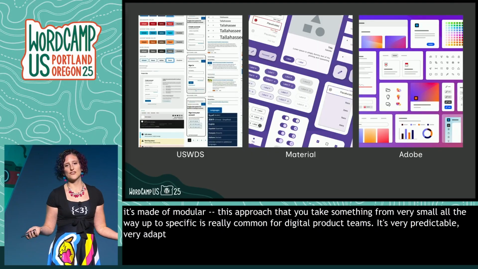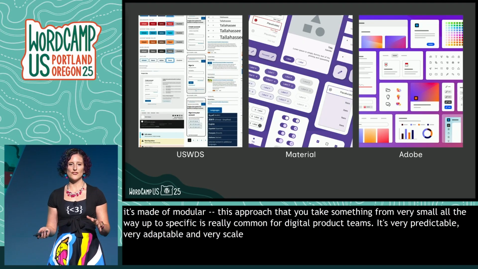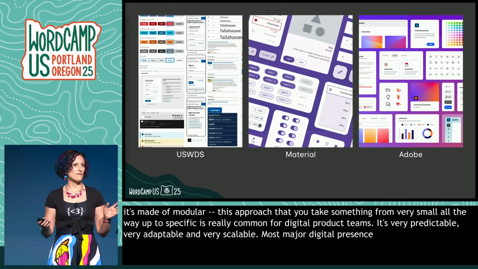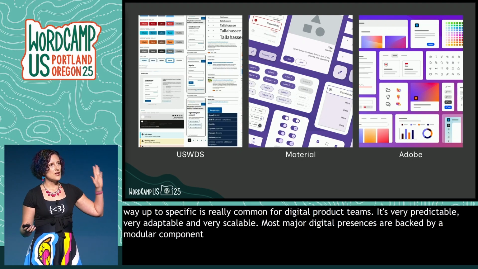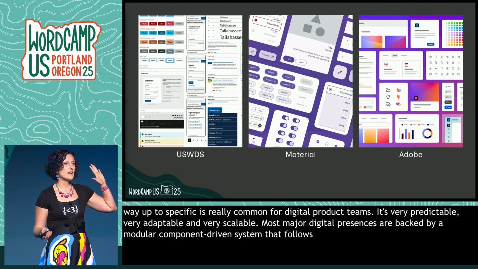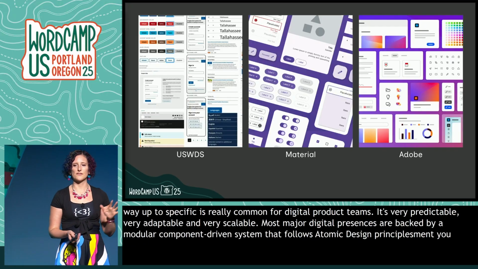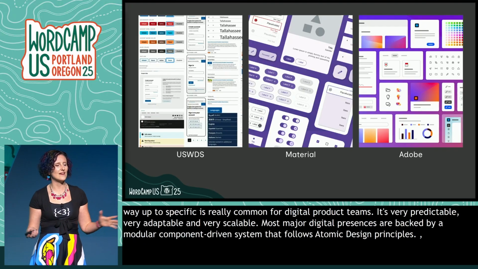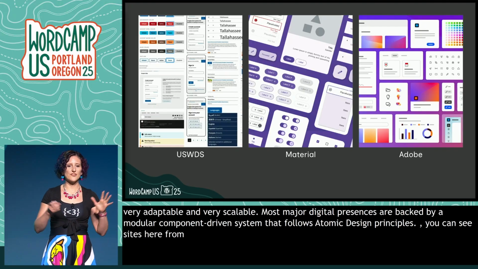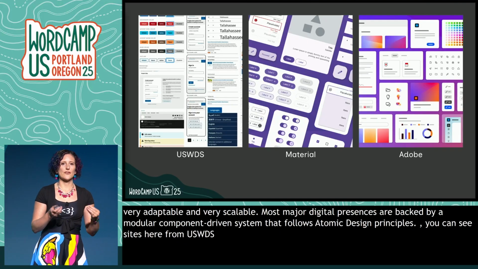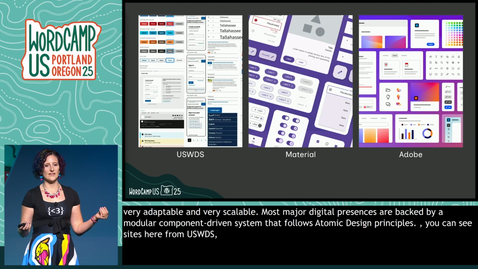Most major digital presences are backed by a modular component-driven system that follows atomic design principles. You can see some examples here from the US WDS, which I'm very familiar with, working on public sector sites. Also things like Material, Adobe, Atlassian, Spotify. Pretty much everyone has this very modular component-driven design system behind it.